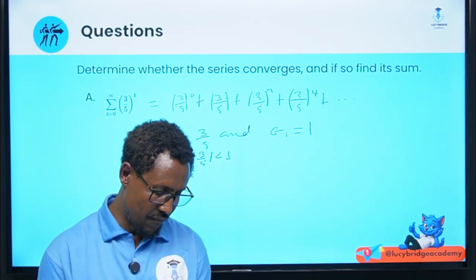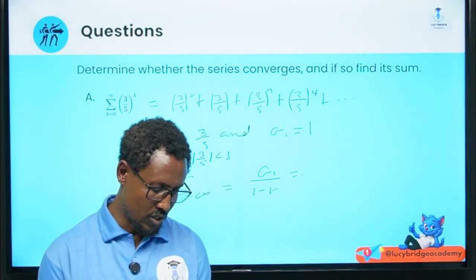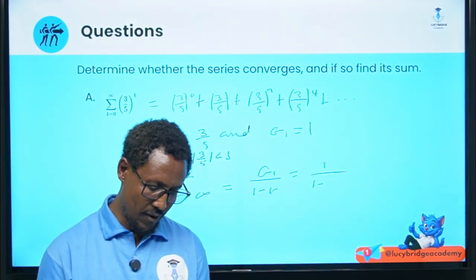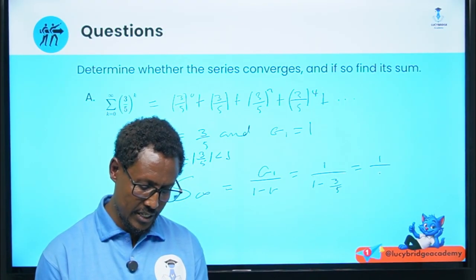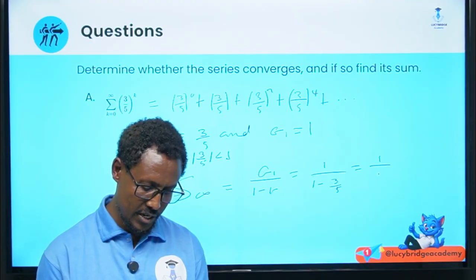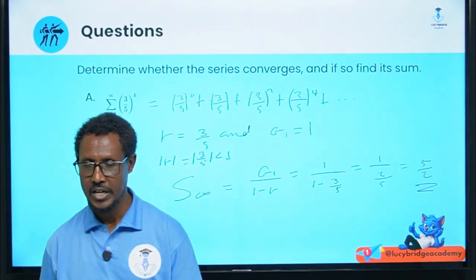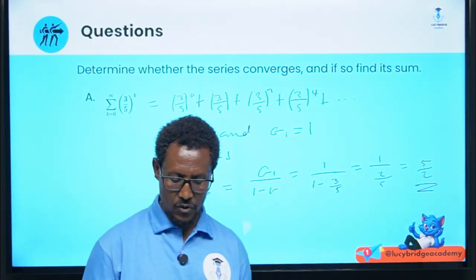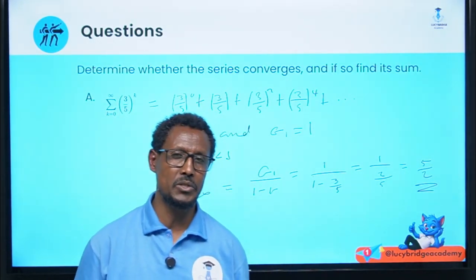So S infinity is equal to g1 over 1 minus r. How much is g1? g1 is 1, over 1 minus r, where the absolute value of 3 over 5 is 3 over 5, which is equal to 1 over 2 over 5, which means it is 5 over 2. So the series converges to 5 over 2, or the sum of the given terms is 5 over 2. Look, this is the sum of the infinite terms of a given sequence.